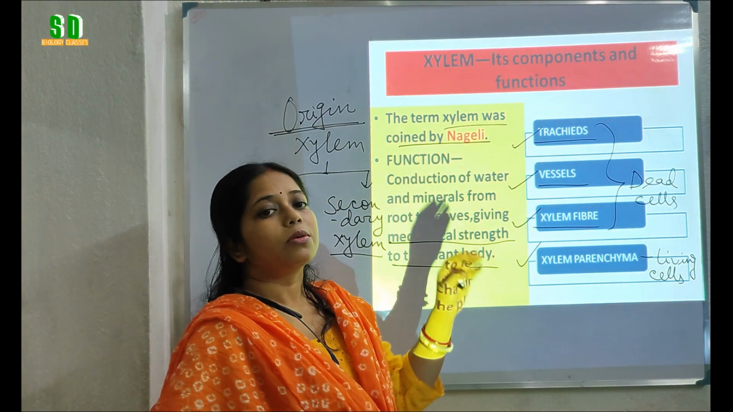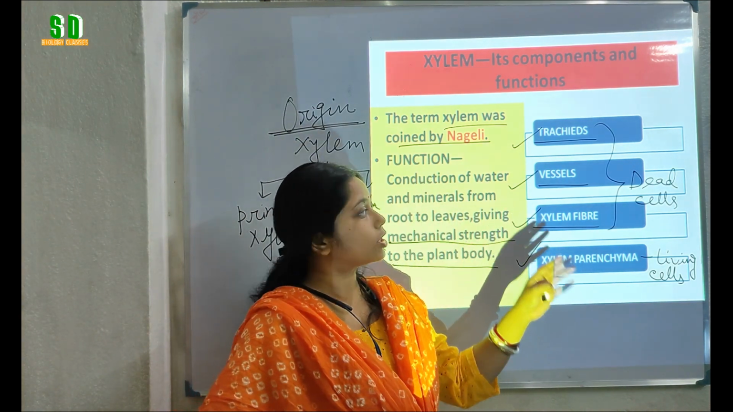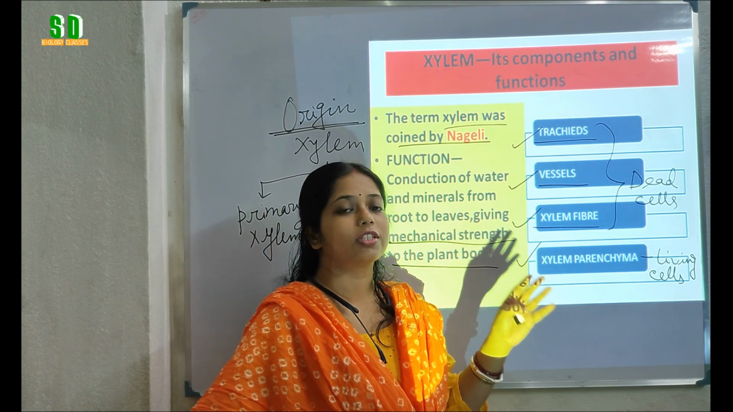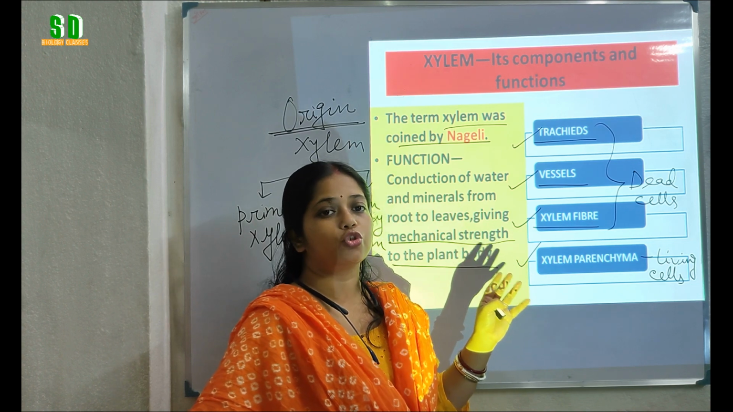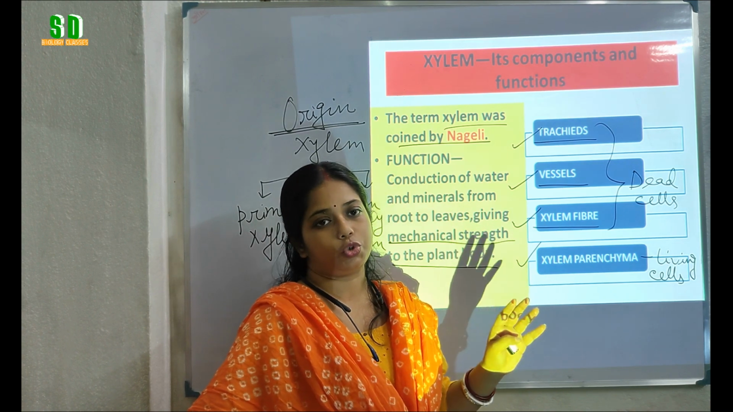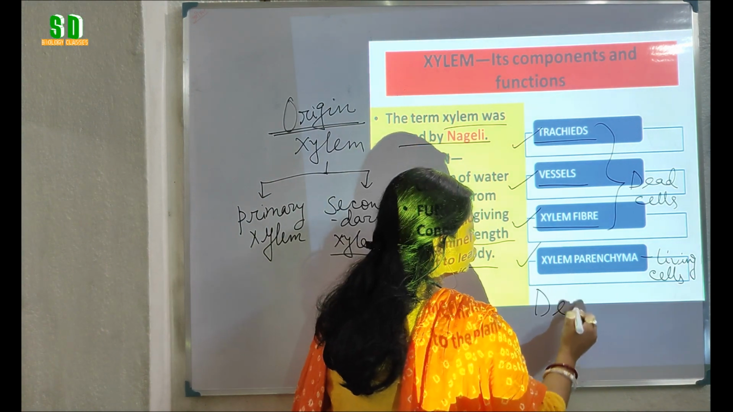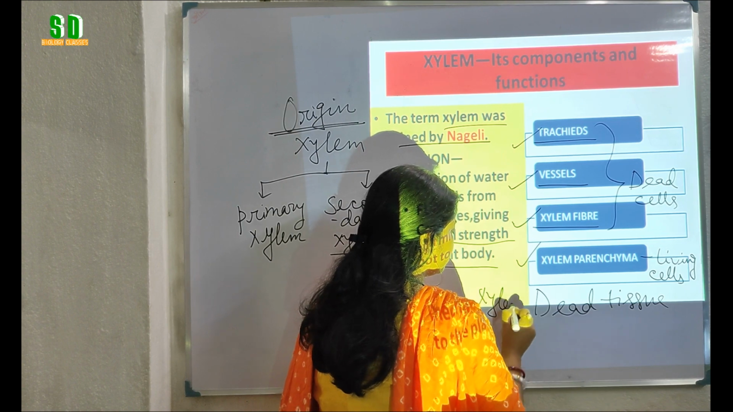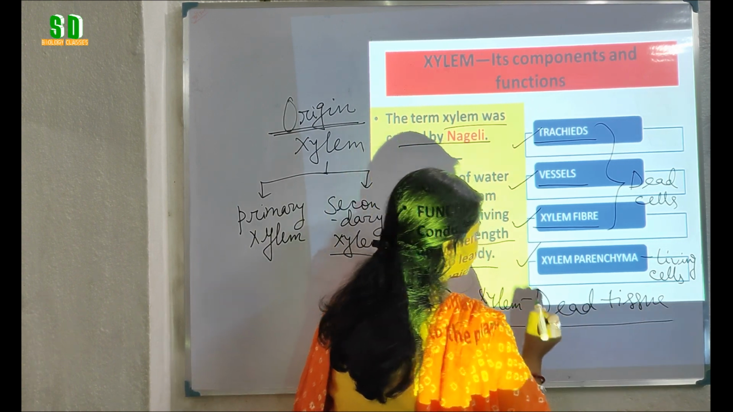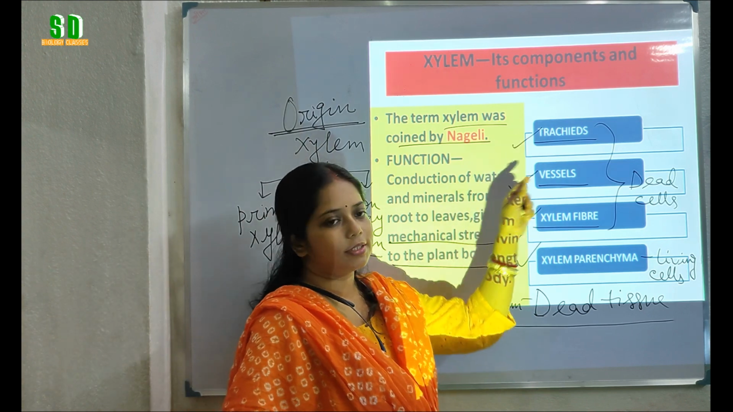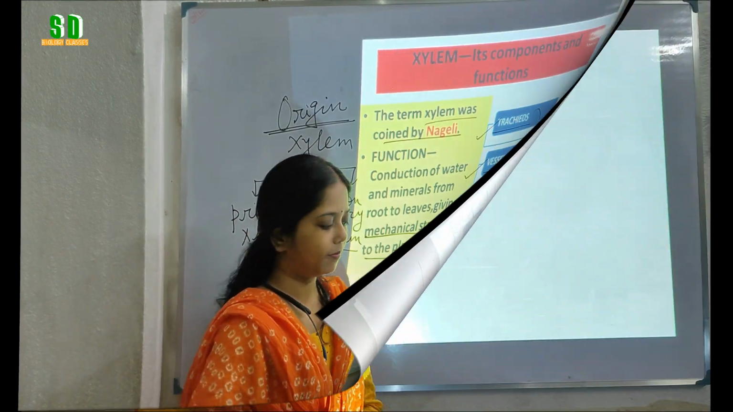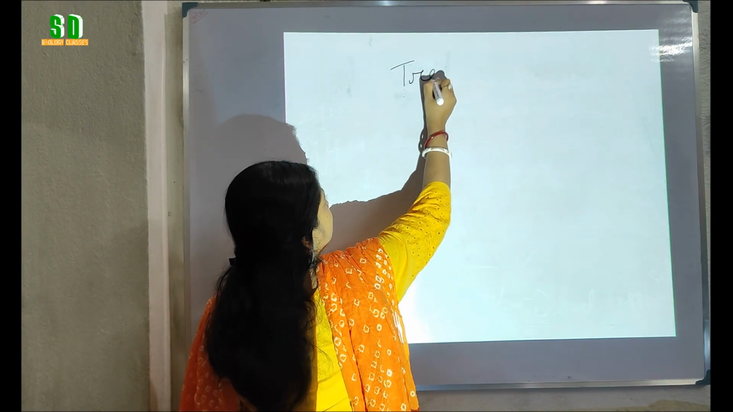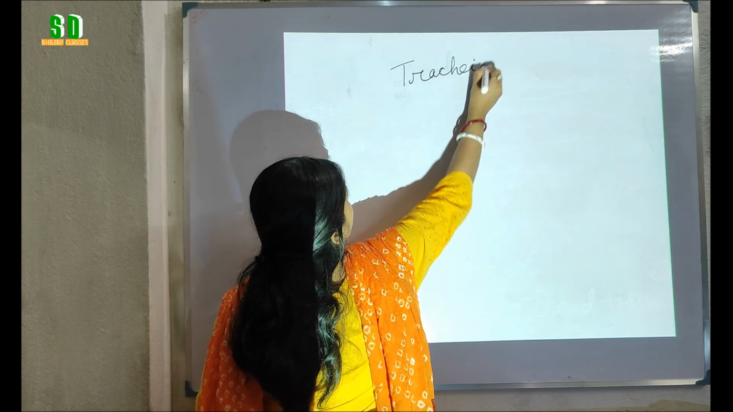As most of the members of the xylem tissue, that is tracheid, vessel and xylem fiber, all these three components are dead cells, that's why the xylem tissue is also called the dead tissue. Now we will know about all these members of the xylem tissue one by one. So students, first of all, we will know about the first member of the xylem tissue, that is tracheid.